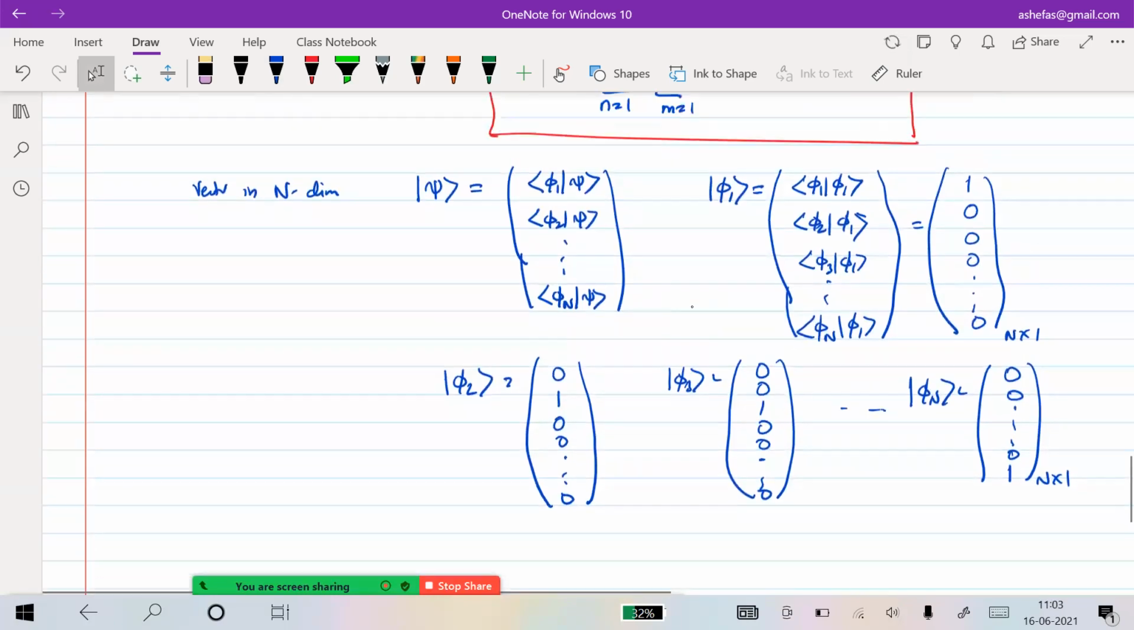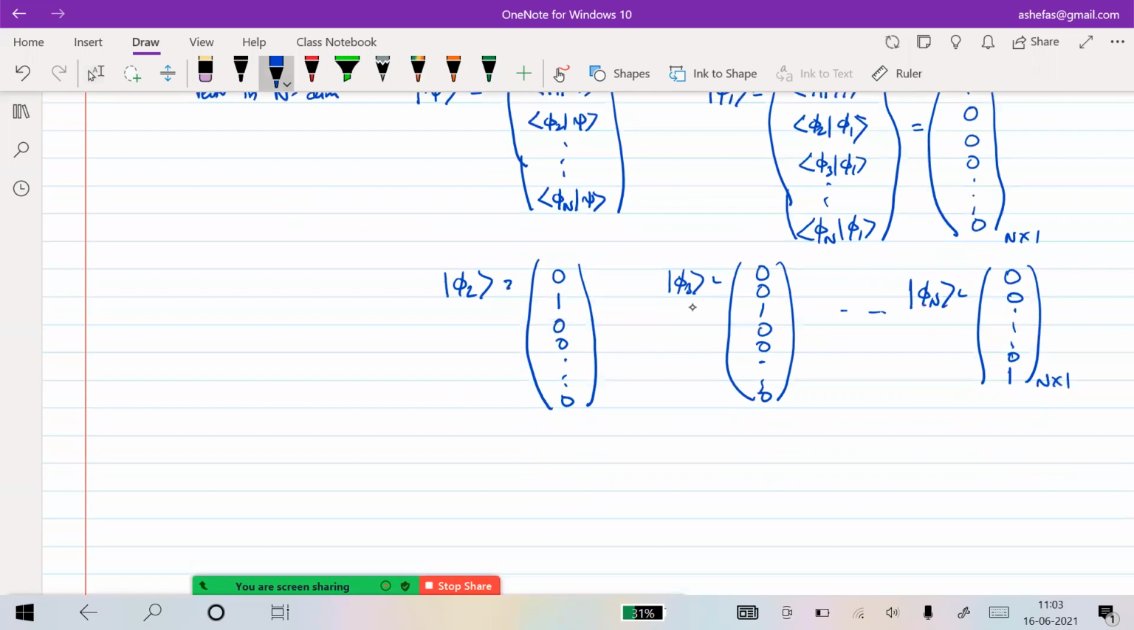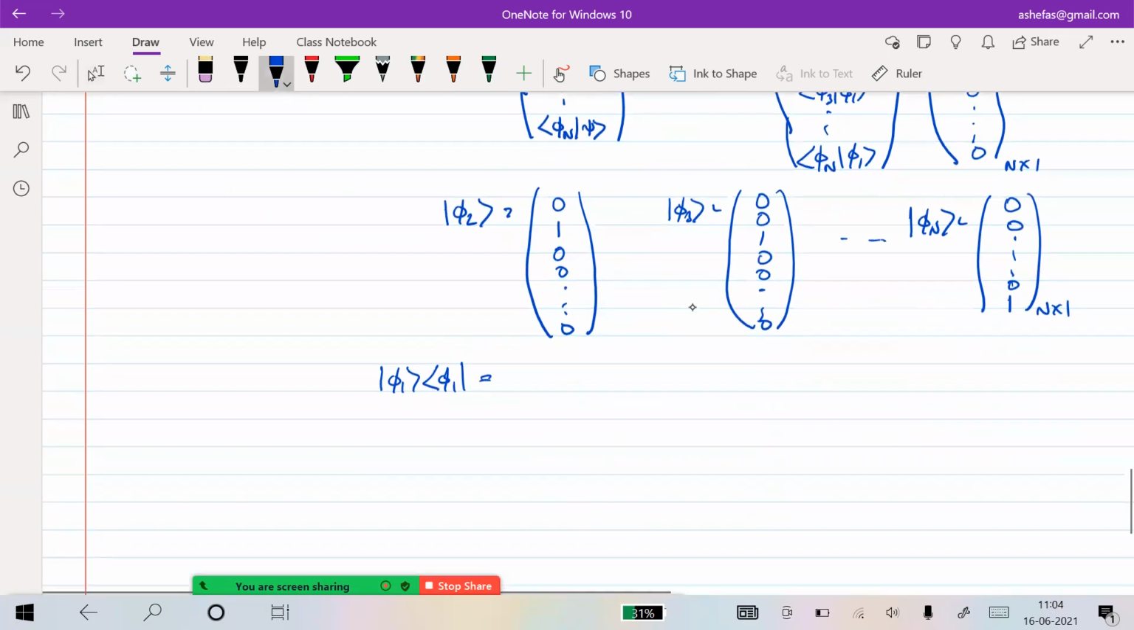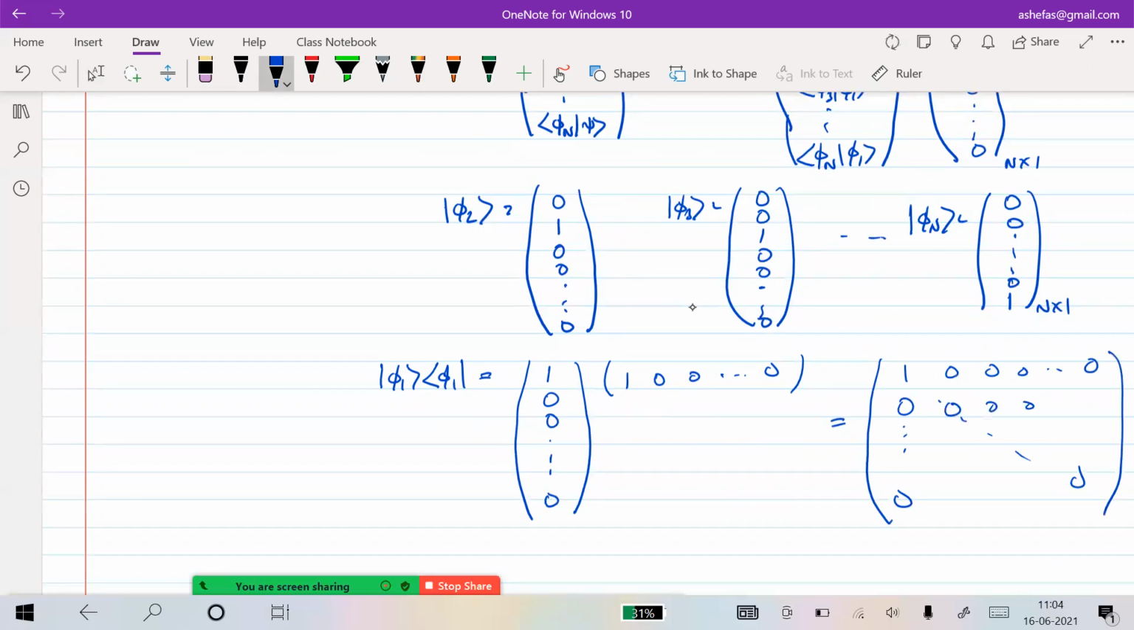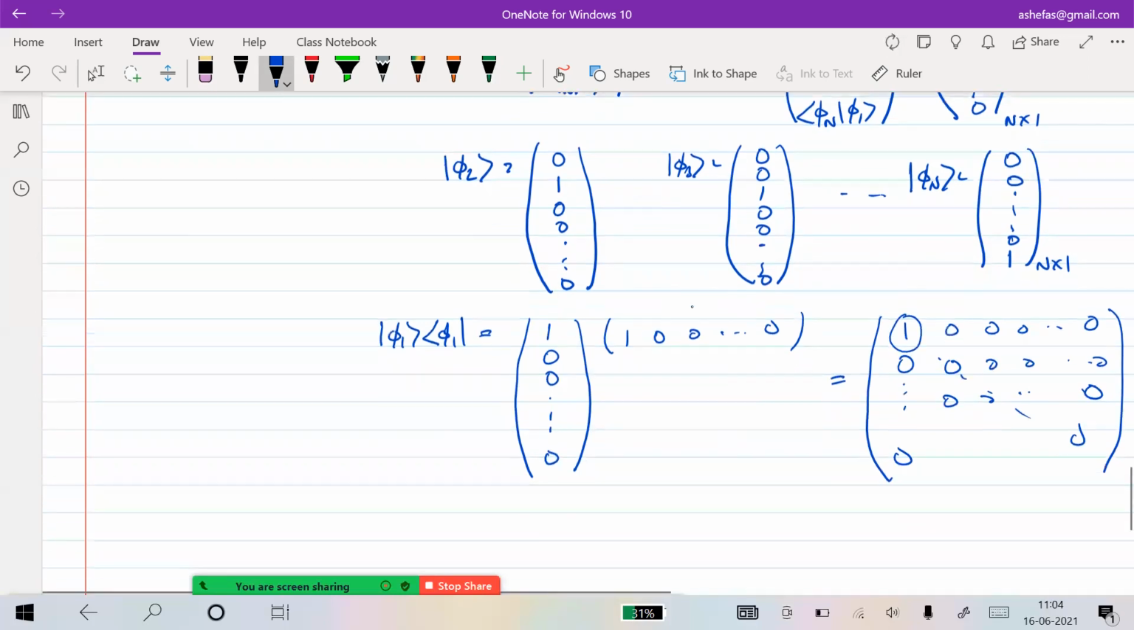Then how would the outer products be represented? What would be the outer product |phi 1⟩⟨phi 1|? The ket phi 1 would be a column matrix 1, 0, 0, etc., up to 0. The bra phi 1 would be a row matrix 1, 0, 0, up to 0. Now this outer product will give a matrix with 1 in the top left and 0 everywhere else. Only the 1 1 element would be 1.